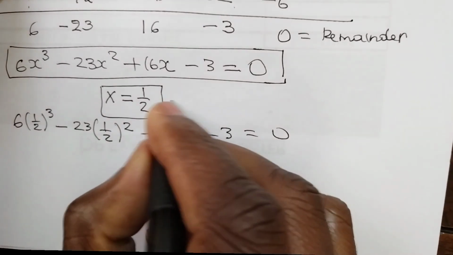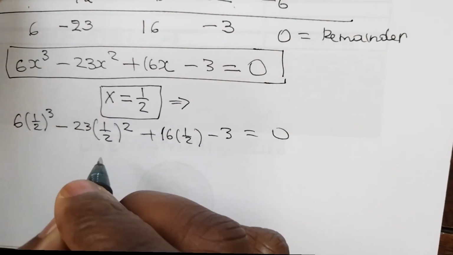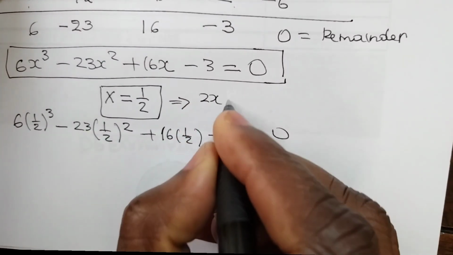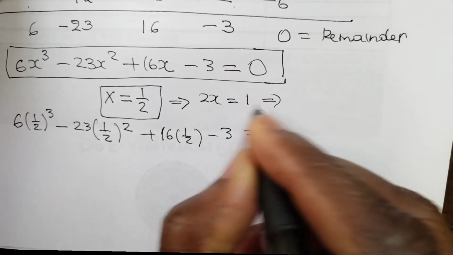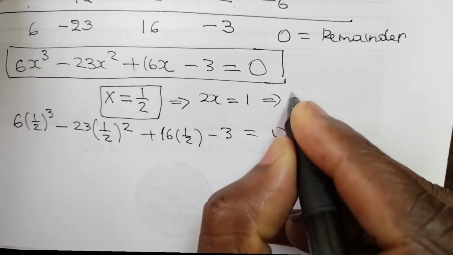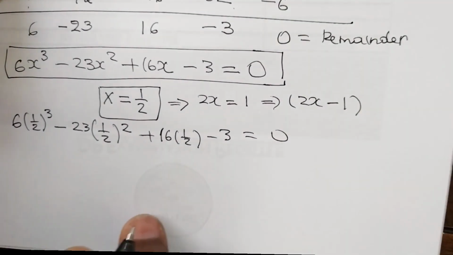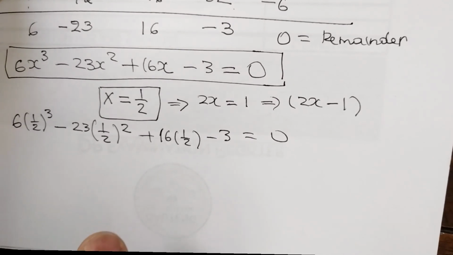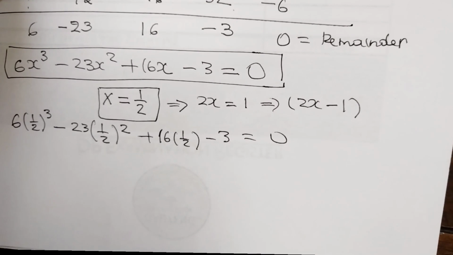So this can be written as, I multiply both sides by 2, so I'll be having 2x equals 1. Bringing 1 to the first leg of the equation, we're going to have 2x minus 1. Ladies and gentlemen, I have the third bracket. Since the question is to factorize the quintic equation, now we have found the third factor of the quintic equation. Ladies and gentlemen, we continue.